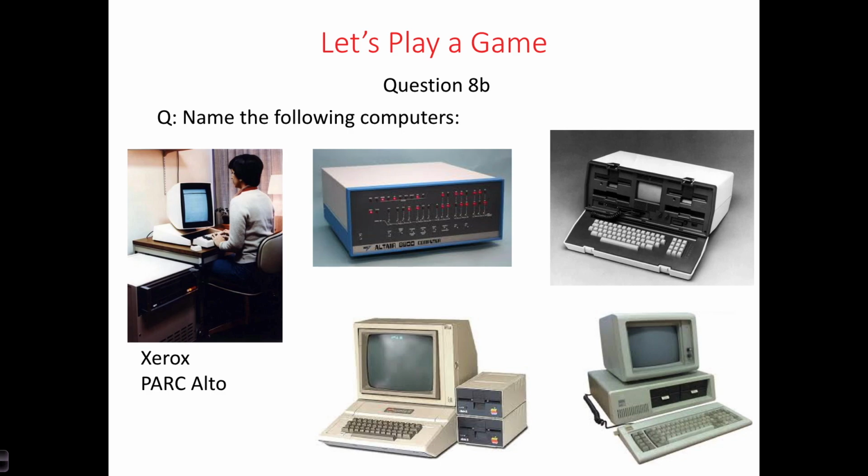Okay, how about this one? That's the one that Bill Gates made BASIC for. Right? Yeah, this is the Altair 8800. It says right on there. Exactly right. That's the computer that I think Bill Gates saw on the front of a magazine and then went and made BASIC for it.